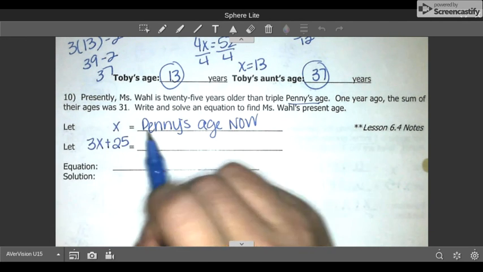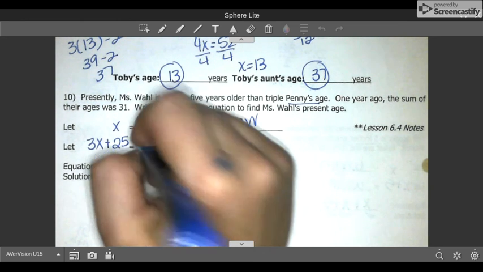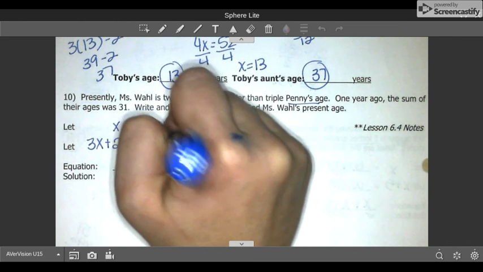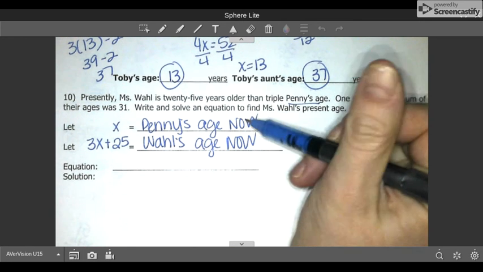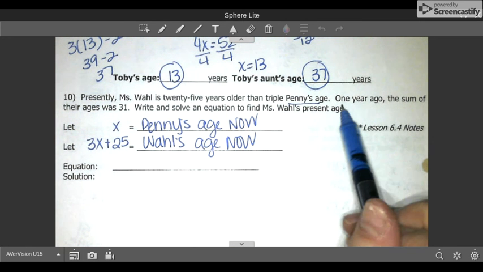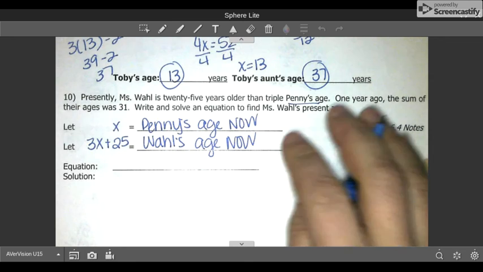25 years older than triple her age. Okay, yep. So that's my age now. And the reason I'm saying now, and I'm really putting an emphasis on this, is because it says 1 year ago, the sum of their ages was 31.